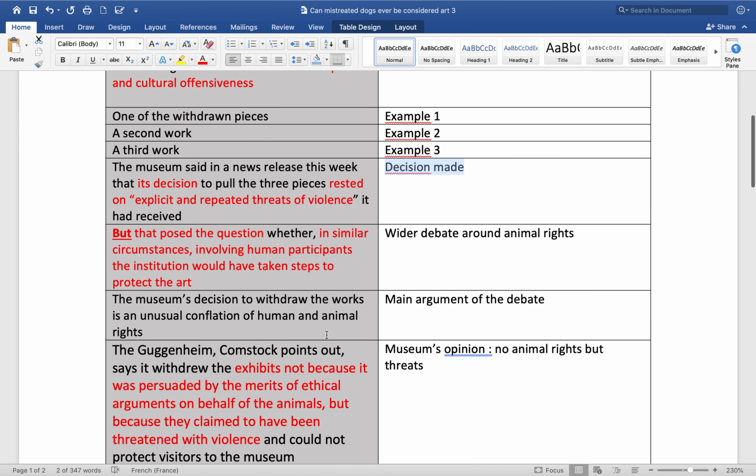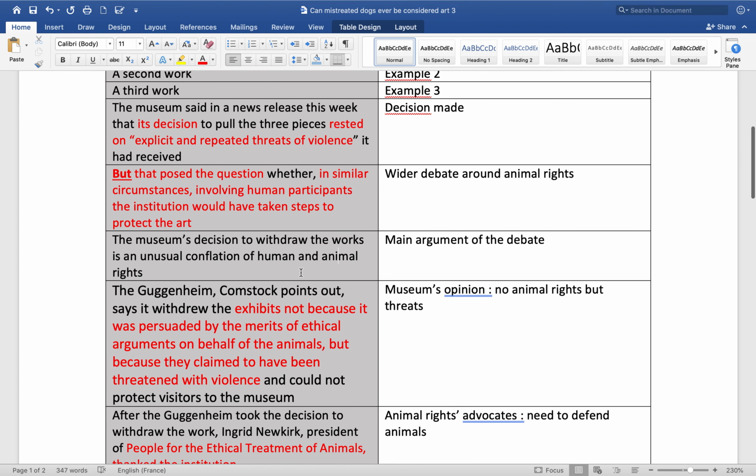The next paragraph is about the question of human participants. Remember what we said? Would it be different if it were humans that were exhibited and displayed? So this is part of the wider debate around animal rights. Right. The next one is the main argument of that debate, that there's a conflation of human and animal rights. So these 2 paragraphs will probably have to be combined at some point, because they participate in this idea that we cannot just confuse animals and humans in terms of rights.